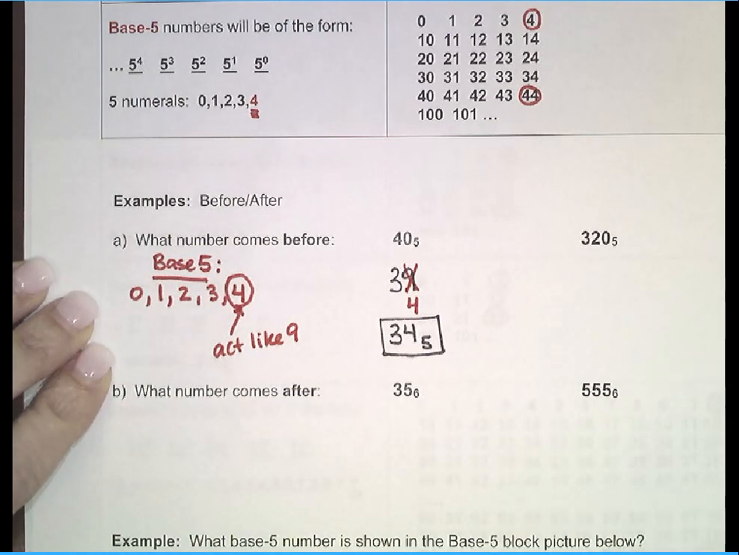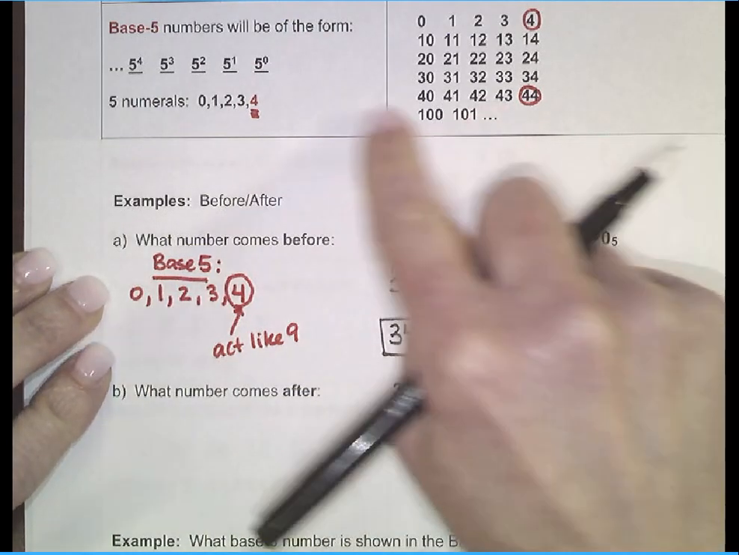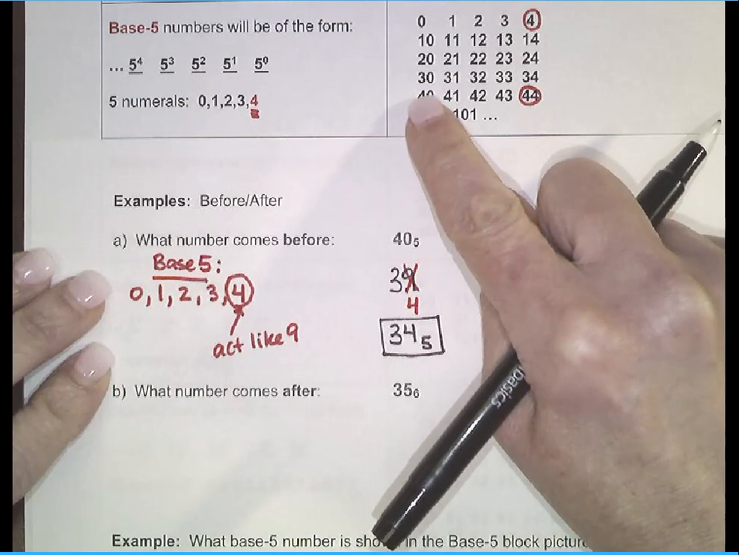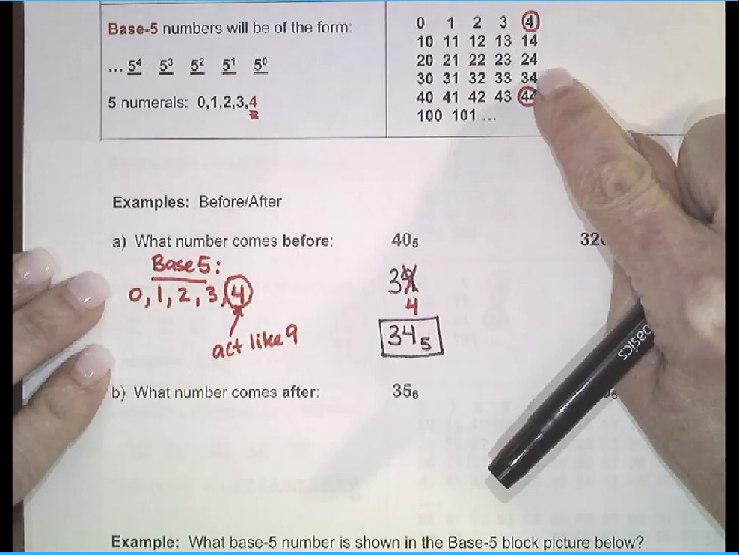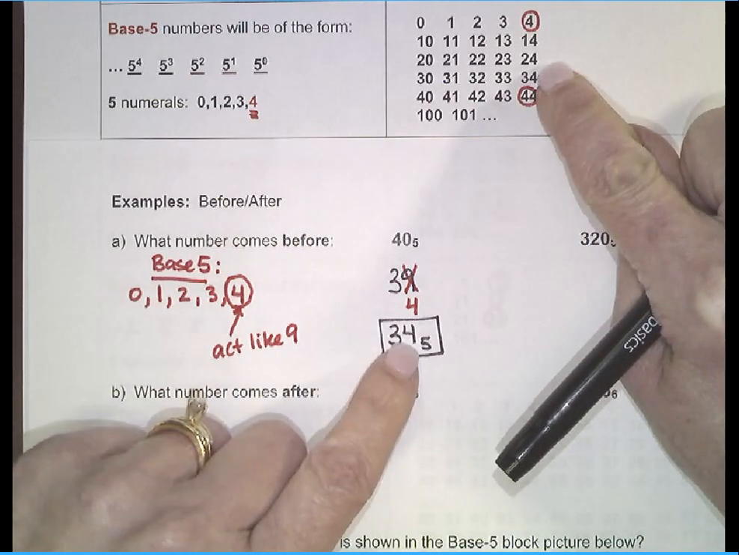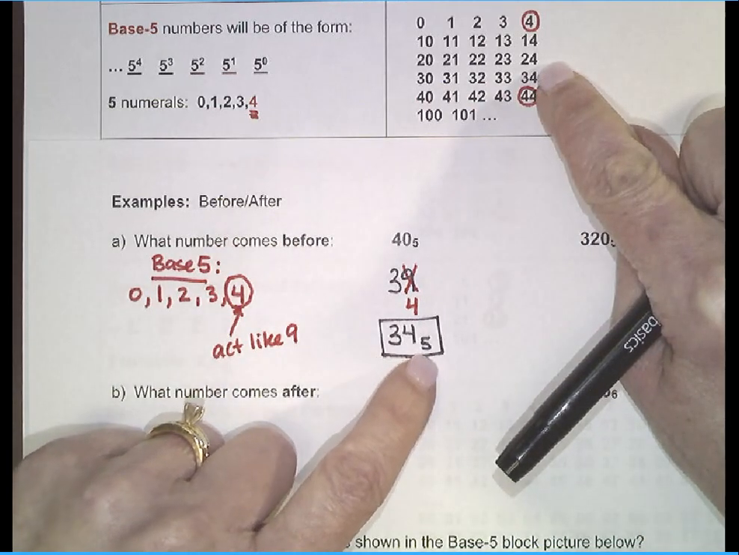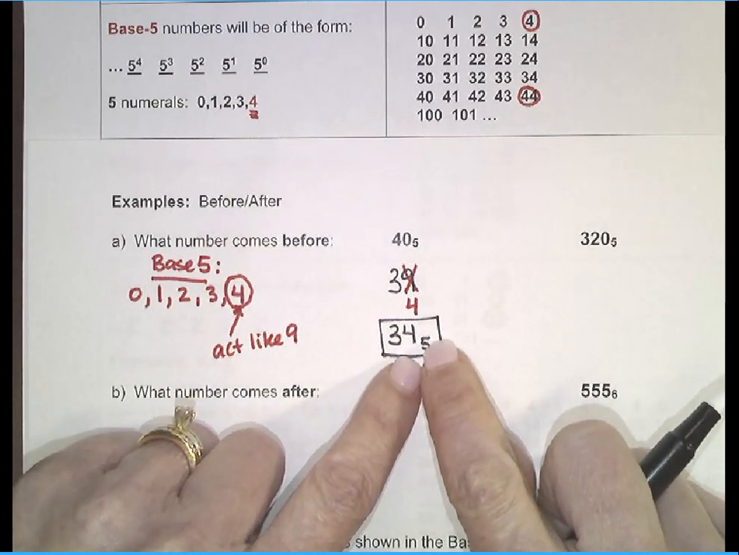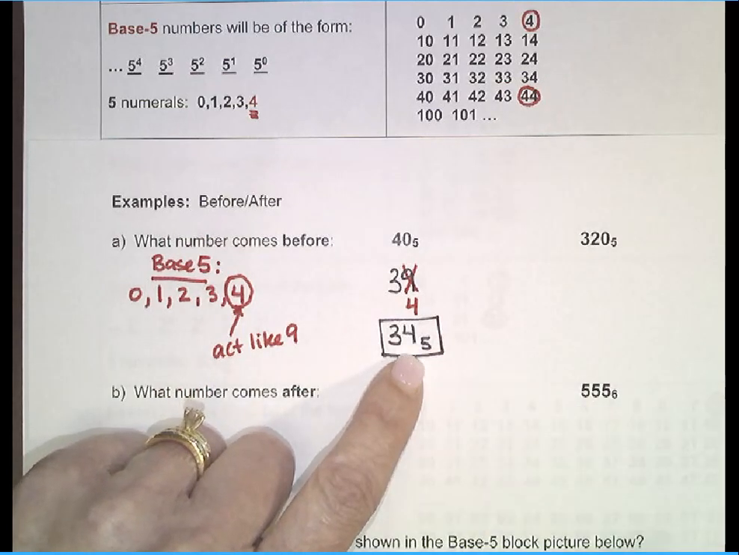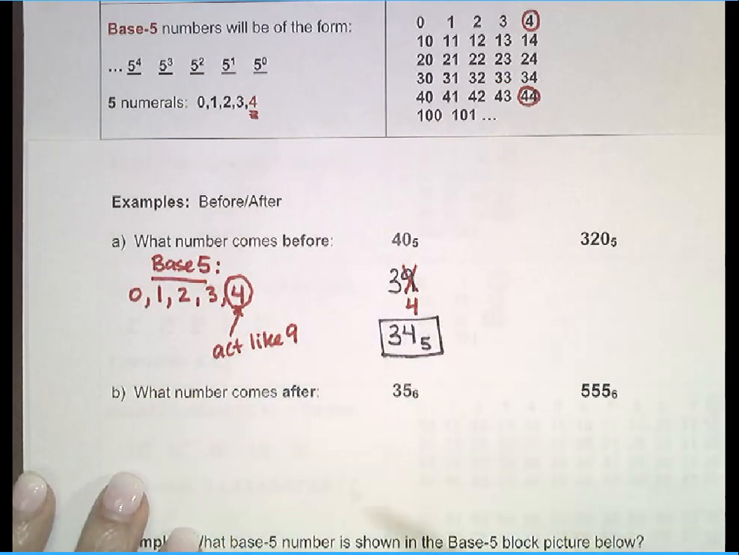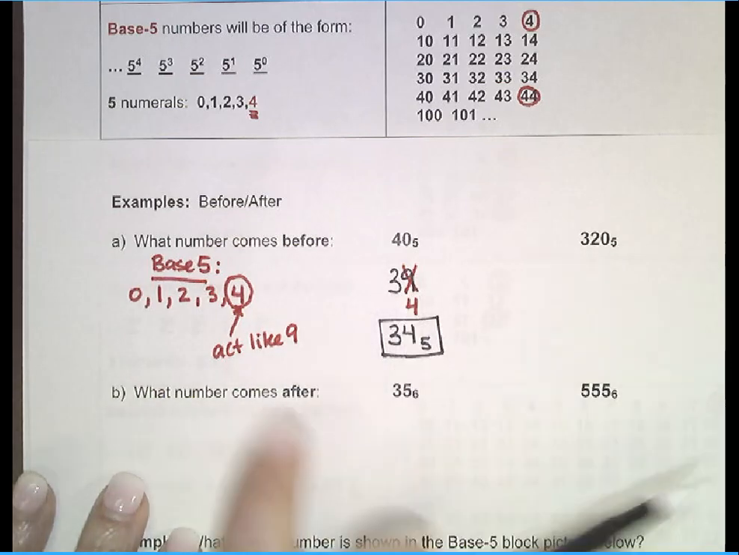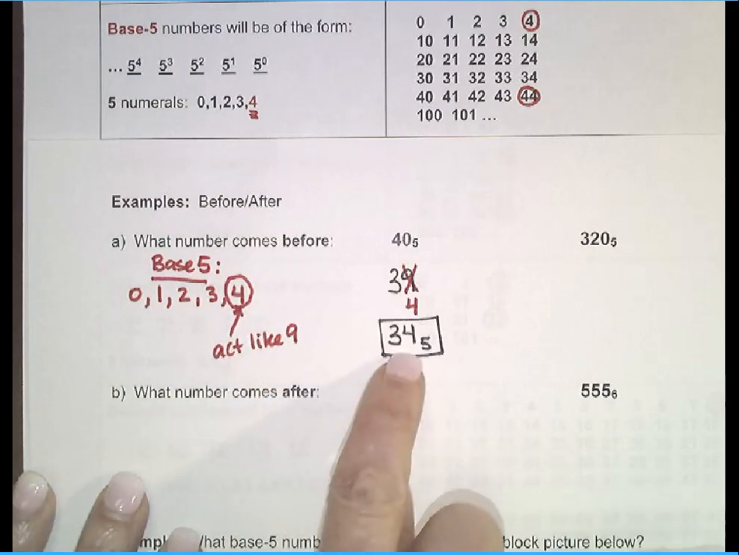And let's see if we can see this one on the chart. So here's base 5. Here's 40. What number comes before it? 34. You can see it right there. 34 is what comes. Base 5, you got to make sure you put the base 5 on it. If you don't write that little subscript with the base, we assume it's base 10. You don't want to do that. So I just pretend it's base 10 and then adjust. So I thought it was 39, but we don't have 9s, we have 4s, so 34.